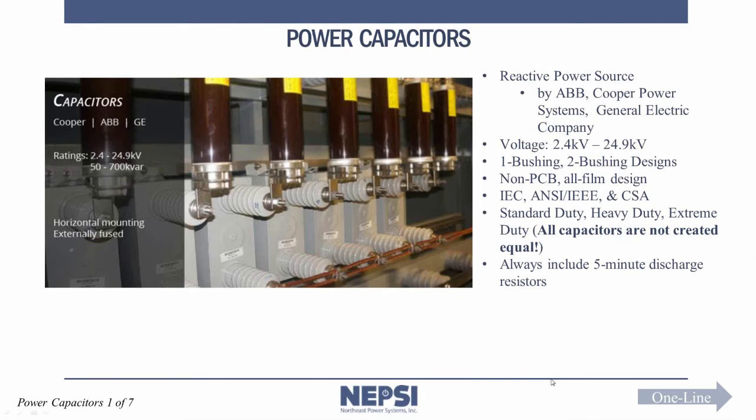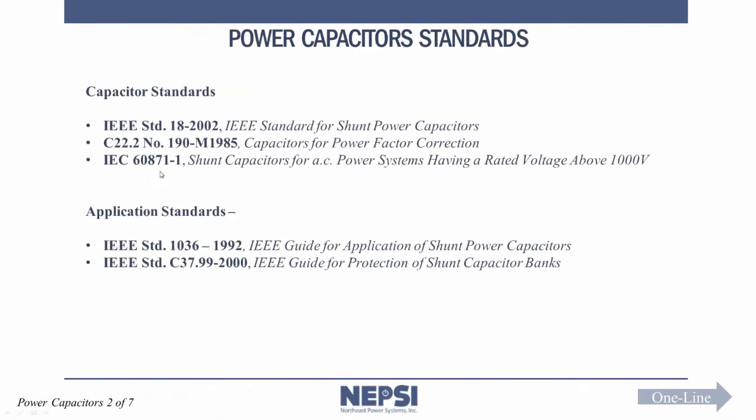All capacitors have a 5-minute discharge resistor in there to discharge trapped charge. That's an IEEE standard requirement. The key capacitor standards in North America are IEEE Standard 18 and C22 in Canada. And then the European standards are the IEC standards for capacitors. There are 2 application standards, IEEE 1036 and C37.99 for the protection of shunt capacitors.